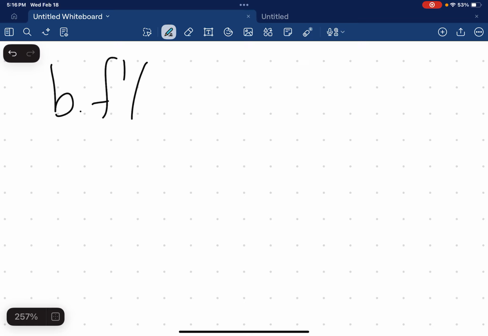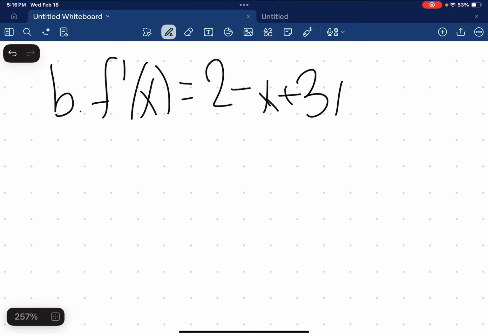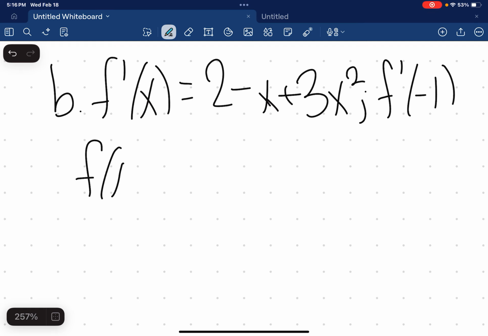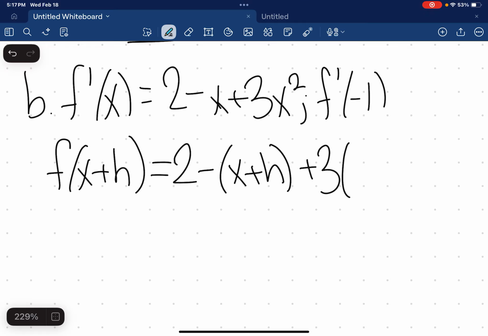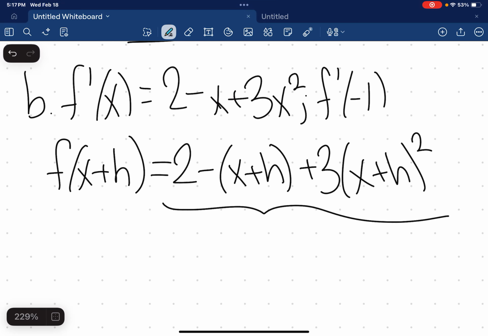For B, we have the function f of x is equal to 2 minus x plus 3x squared, and it's asking us to find f prime of -1. Okay, once again, let's plug x plus h into the original function so we can understand what that is. This is going to be 2 minus, our x is now x plus h, plus 3 times x plus h squared. And now you're just going to have to believe me whenever I simplify this in a second.